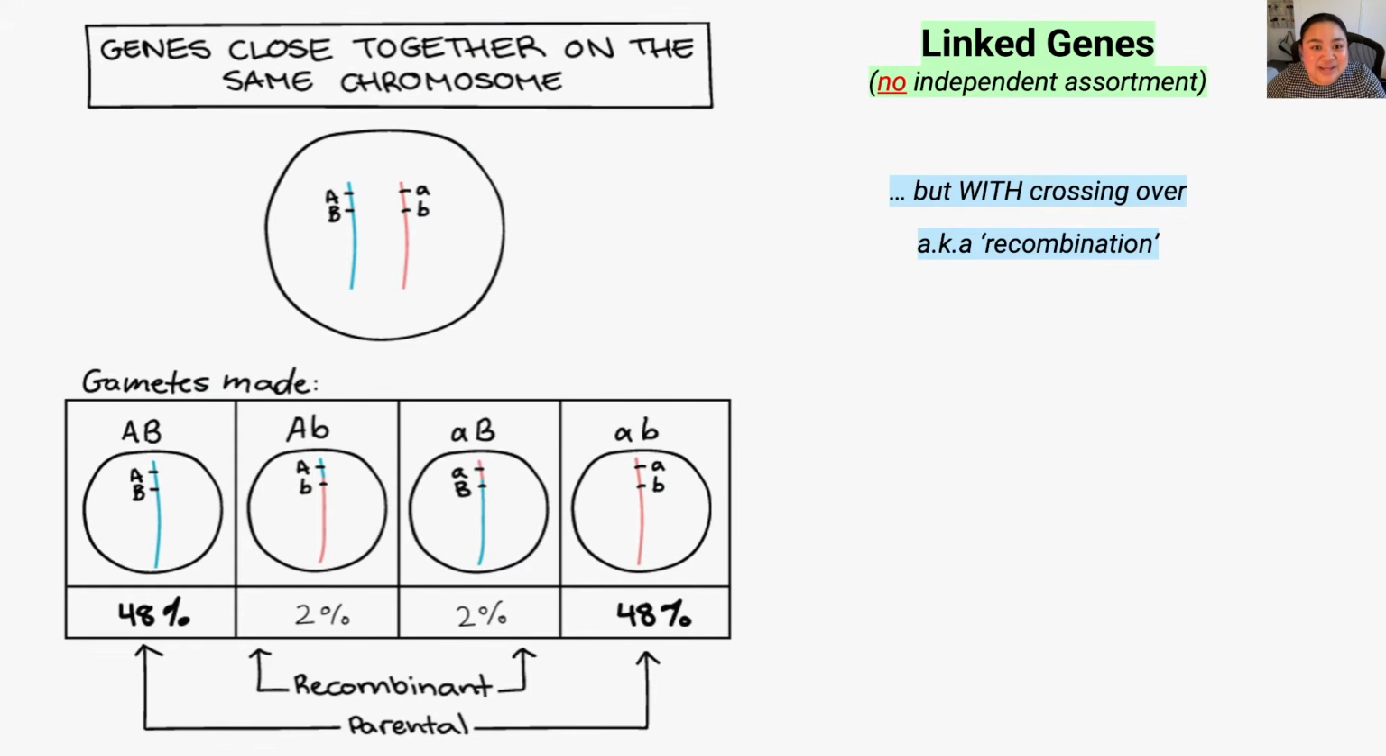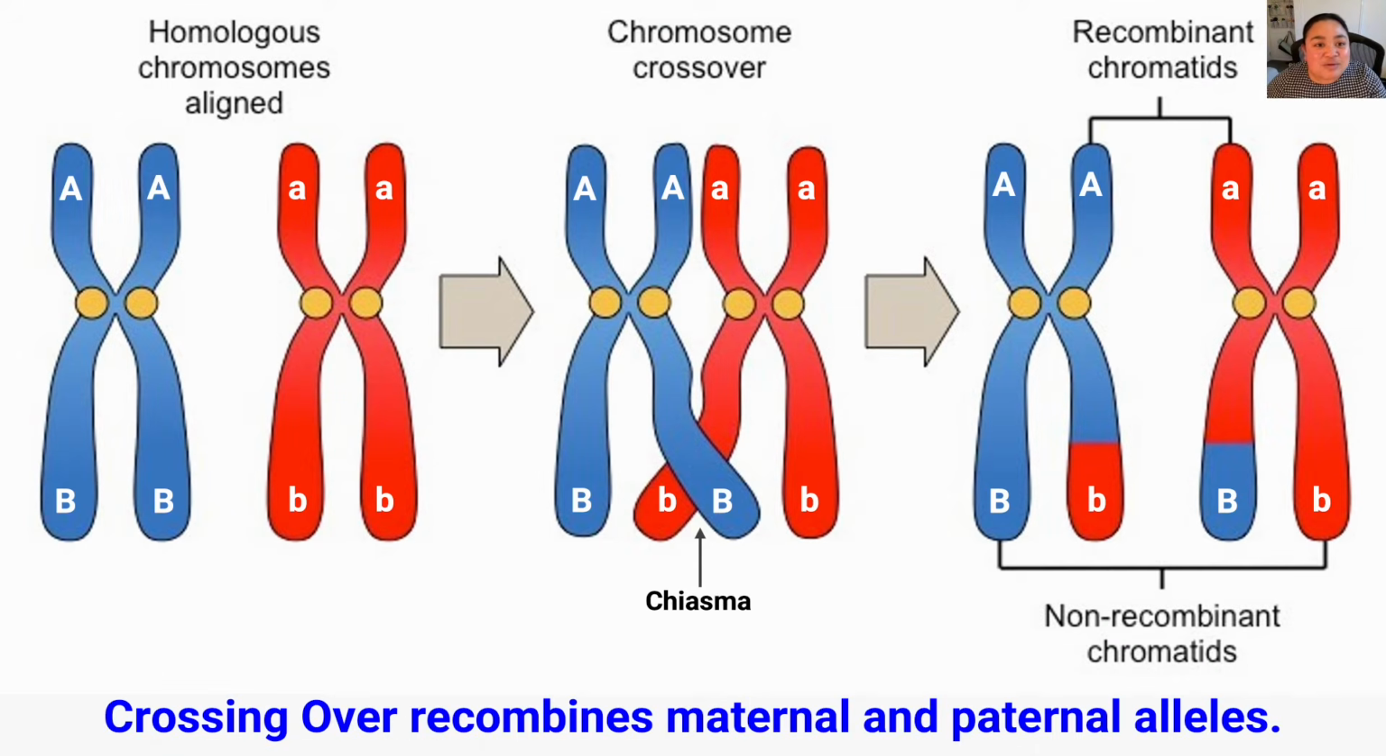But in reality, we can get this. We can get linked genes with crossing over. Remember that during crossing over, the 2 inward-facing non-sister chromatids of homologous chromosomes interlock at the chiasma, so here's the chiasma, and they exchange corresponding or matching segments, shuffling or recombining the maternal and the paternal alleles, creating more genetic variation.